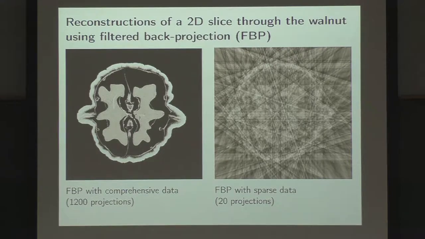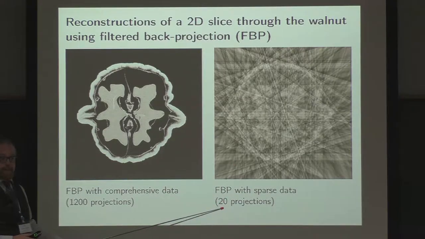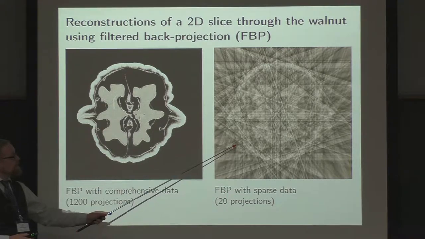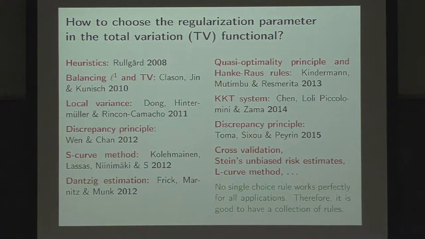But then, like I told you yesterday, sometimes for practical considerations or other reasons, we only have less data. For example, here we have only 20 directions. If we use filtered back projection, the quality of the picture goes down quite a lot. But it's really not at all designed for this kind of data, of course. Total variation is a much better approach for this one.